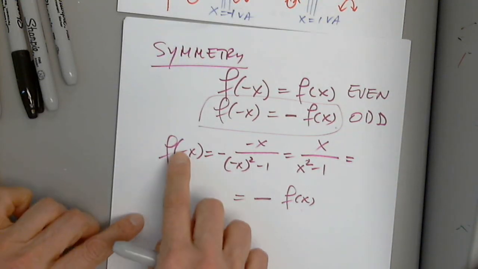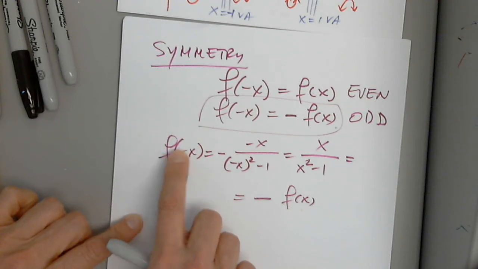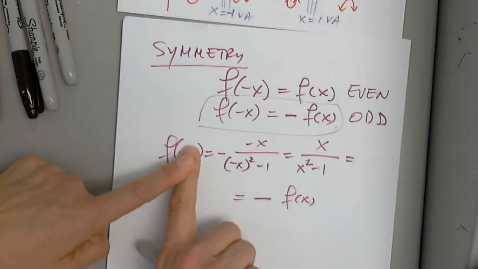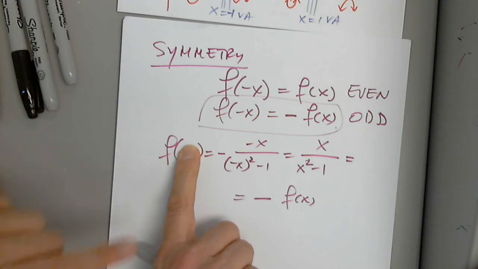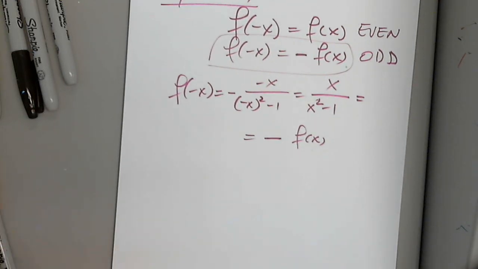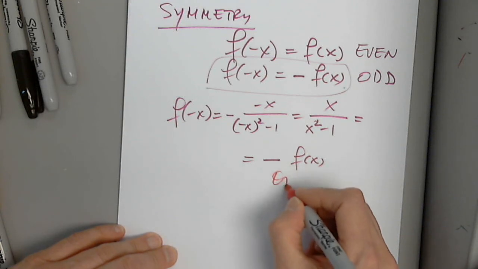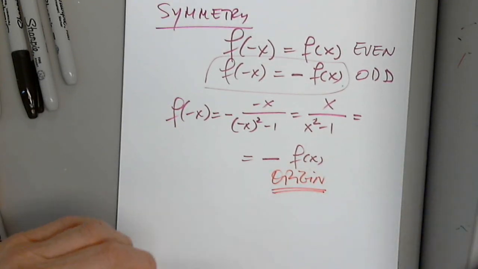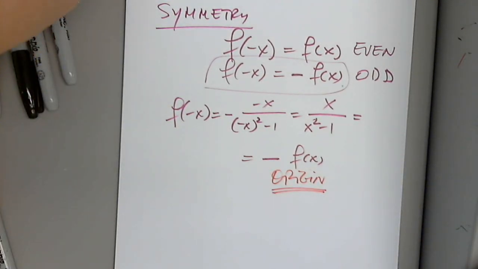Because remember, I cannot move this outside. This is just f of 2. F of 2 or f of negative 2 will not be simply moving negative 2 outside. I have to plug in negative 2 all the way. Better? Okay. Any questions? So keep that in mind. Symmetric with respect to the origin.